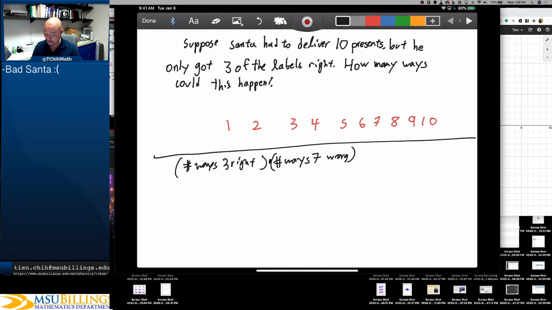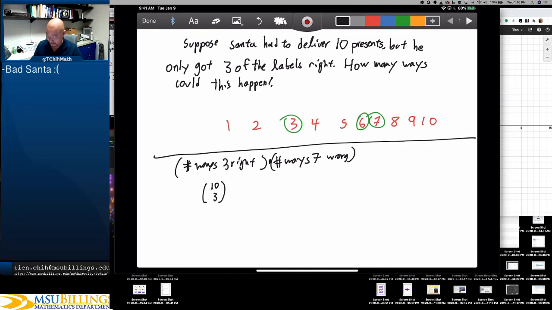Now, picking 3 right, or getting 3 labels right, is just a matter of taking our set of 10 elements, or 10 presents, and picking 3 of them at random. I don't know, 3, 6, 7. Those are the labels that he gets right. The question is, how many different ways could we have done this? Well, there's 10 elements. We're picking 3, and the order in which he gets them right does not matter at all. And so we should see that there are 10 choose 3 ways to count the 3 that are right.